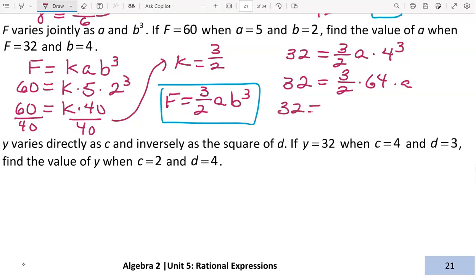So 32 is equal to, and 3/2 times 64 is 96. So 96 times a, and we'll divide by 96, and that gives us an a value of 1/3.